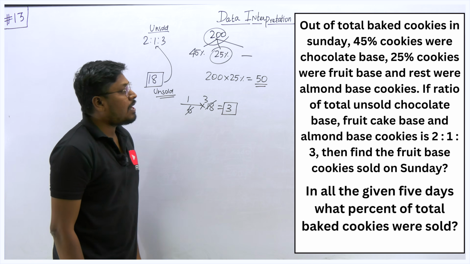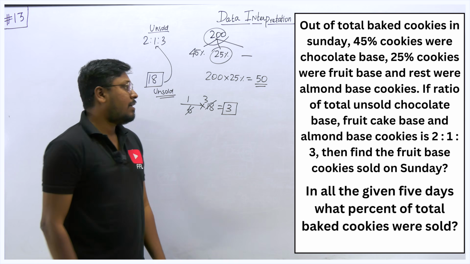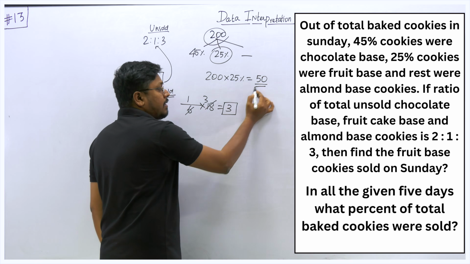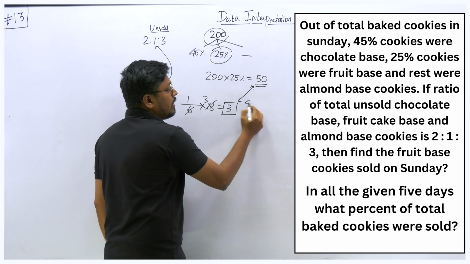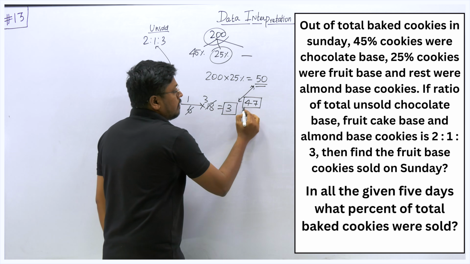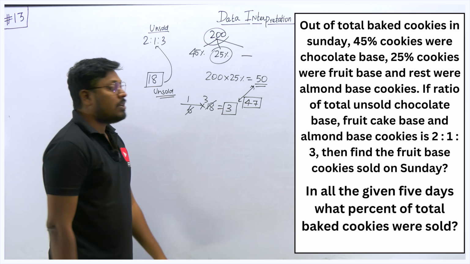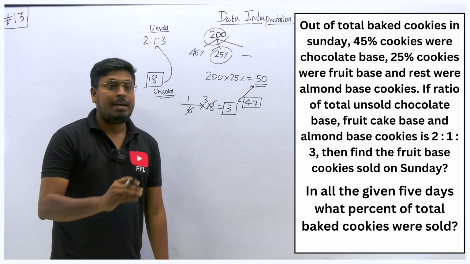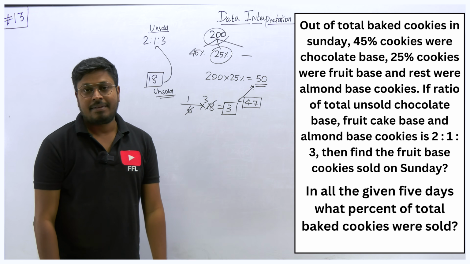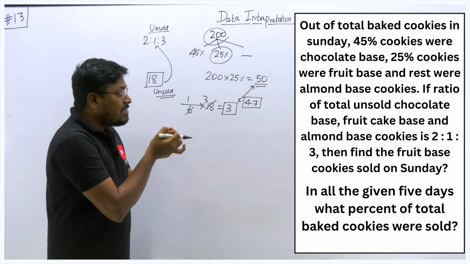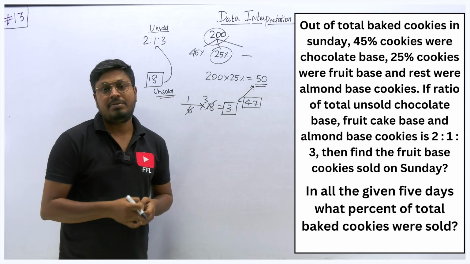So now what is our target? Cookies sold on Sunday. So 50 cookies were baked, 3 cookies were unsold, so the total sold will be 47. So 47 will be the total cookies with a fruit base that were sold on Sunday, right? So very interesting. Each and every value, substituting the value, is important.